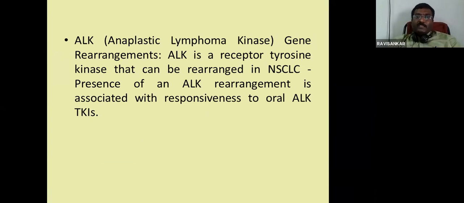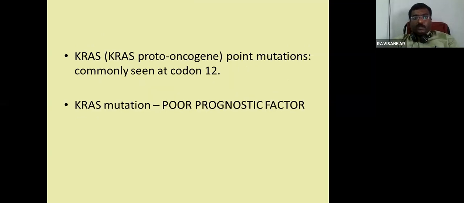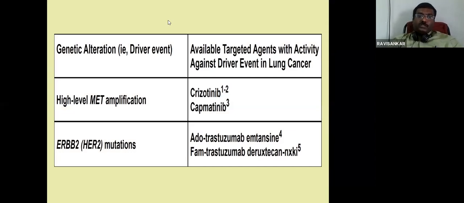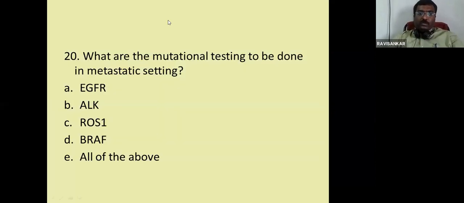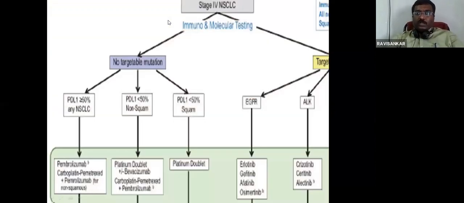Anaplastic lymphoma kinase gene is another marker for which treatment can be used. So these are the targeted therapies that are approved. It's available in the textbook. So this slide is important. Sorry for the slightly poor quality.